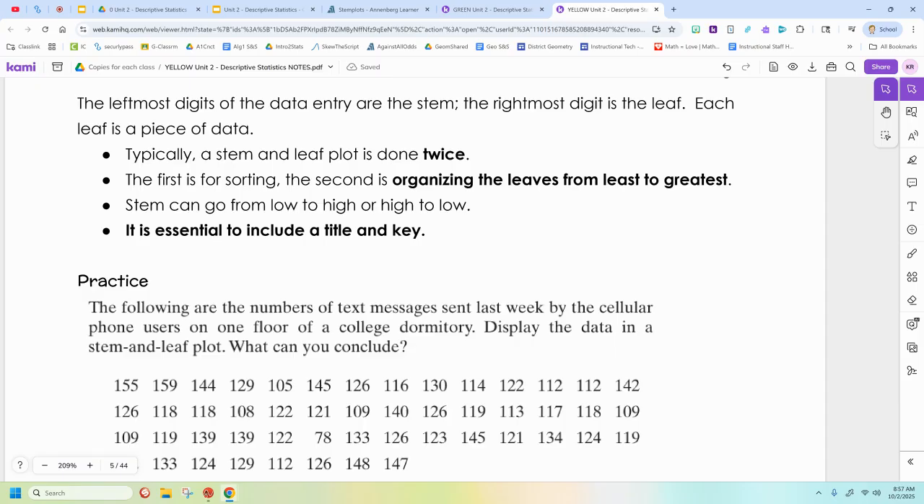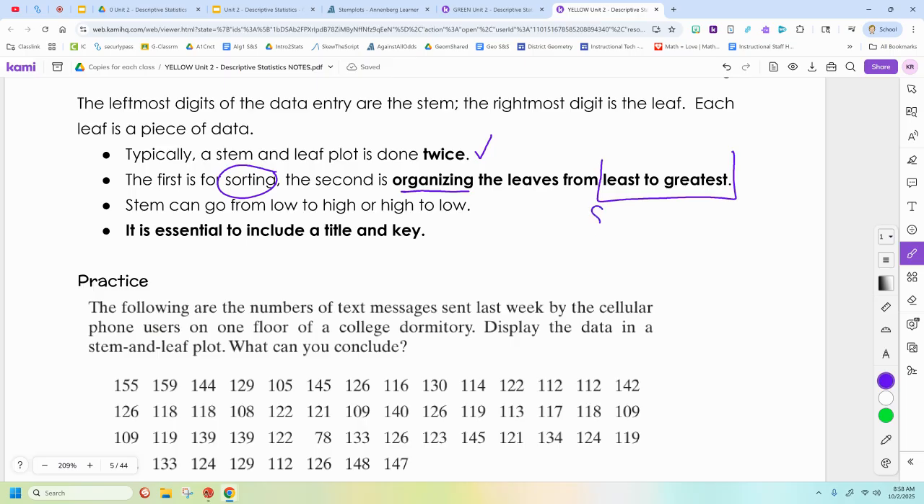A couple of things up here I bulleted. If you're doing it without sorting the data using some sort of calculator, you actually have to do your stem and leaf plot twice. The first is for sorting, and the second is for organizing those leaves. And remember, the leaves go from least to greatest from the stem out. If you're going on the opposite side, the smallest numbers are always closest to the stem, and you're moving away from the stem on either side.